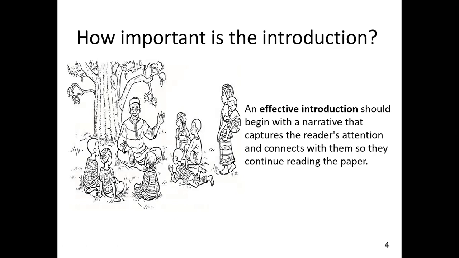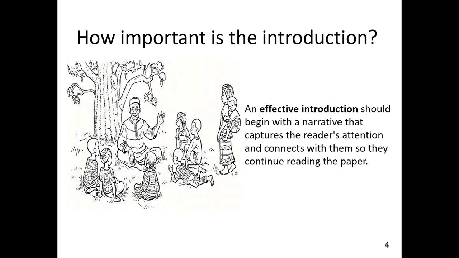So I say, how important is the introduction? An effective introduction should begin with a narrative that captures the reader's attention and connects with them so that they continue to read. You will agree with me that if you have a very good introduction, it must capture the mind of your readers. They must listen, you must carry them along, you must win their hearts with your introduction. So an effective introduction should begin with a narrative that will capture their attention.